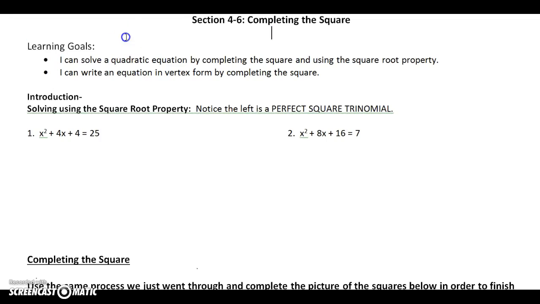Hi all, happy Monday. I hope you had a good weekend. Today we are going to be solving quadratics by completing the square.